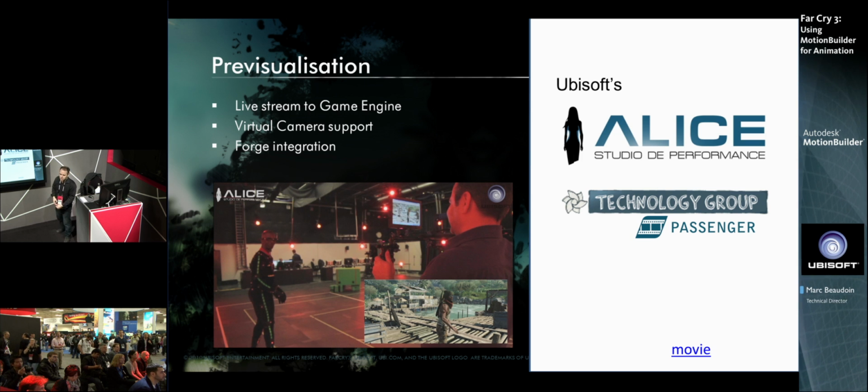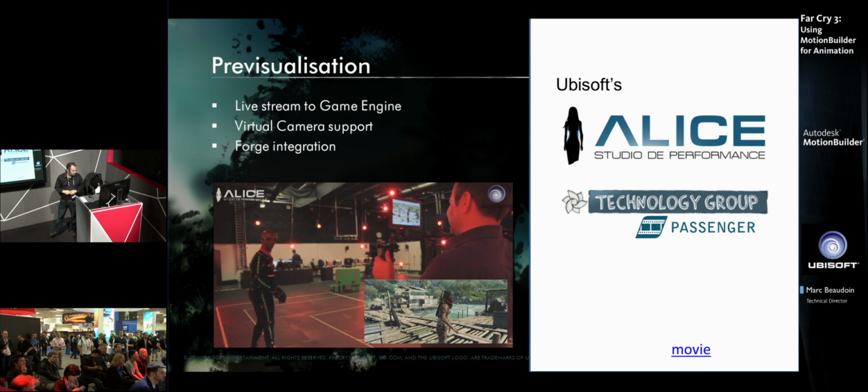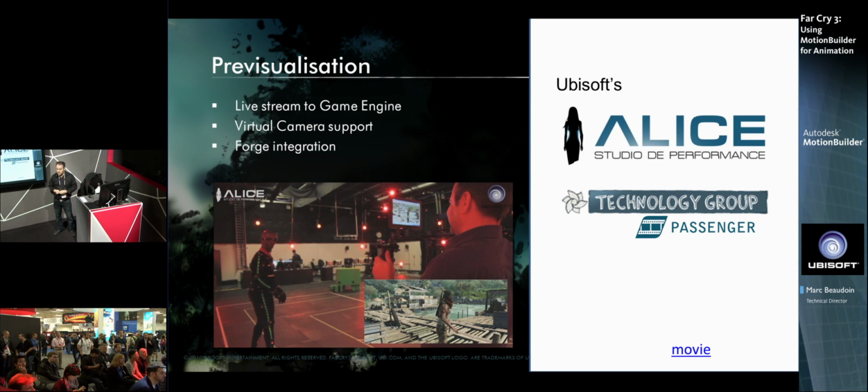The in-house motion capture of Ubisoft is called Alice, and Alice and Technology Group recently worked on a previs service for production. Basically, it's a live stream to game engine. It supports virtual cameras, and it also has some Forge integration. So for previs, sometimes it can be long to set up. So again, using Forge to set up a bunch of stuff automatically.